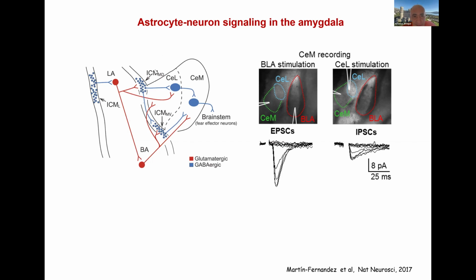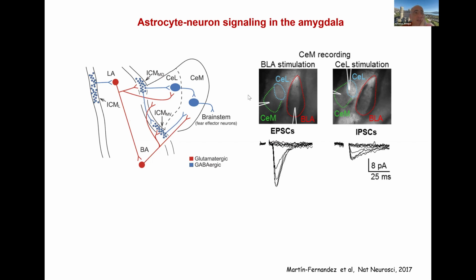So these different subnuclei all funnel the information to this subnucleus, which is called the centromedial amygdala. All the information is related to the centromedial amygdala, which is the output of the amygdala. The neurons in this nucleus receive inhibitory input from the centrolateral amygdala and excitatory inputs from the basolateral amygdala. And all this information is funneled to this centromedial nucleus that produces the effector output of the amygdala.